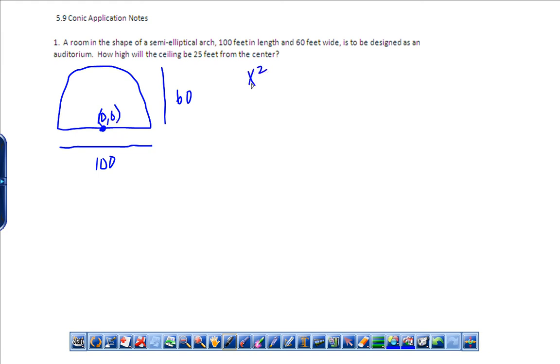So if 0 is my center, then I'm going to have x squared and y squared, and of course it's equal to 1. And then you have an a squared and a b squared. So remember, a is from your center over. So if you have a squared, that's going to be 50 squared. And then your b would be 60. That's already set.